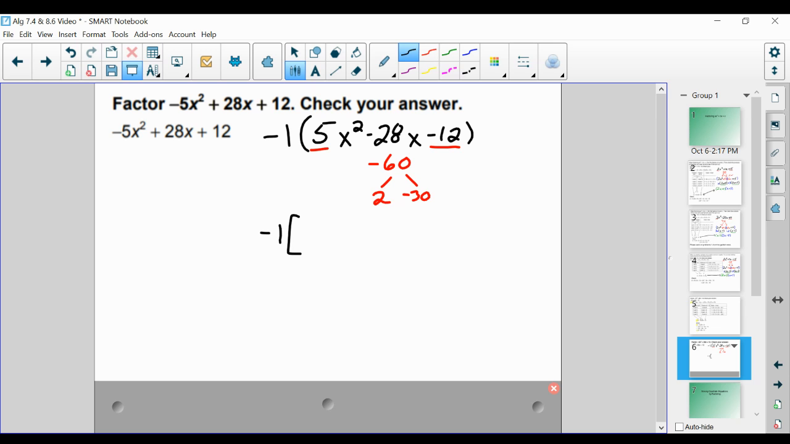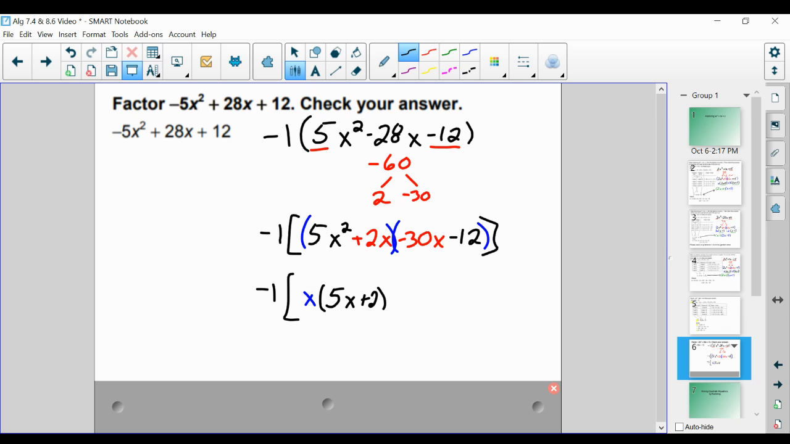So we end up with 5x squared plus 2x minus 30x minus 12. I included brackets because I don't want to confuse myself with some of these parentheses that we use when we group. In that first set, we can pull out just an x. So we end up with 5x plus 2.